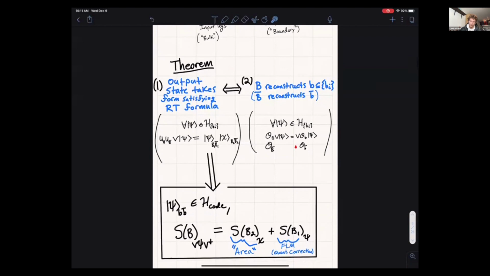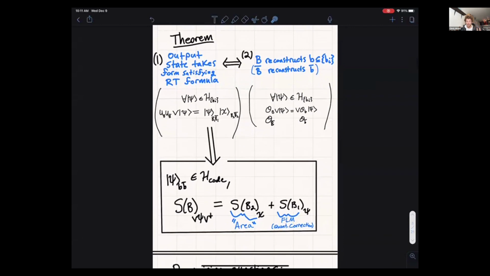And also the same is true of the complementary set of input legs B bar. So if there exists a little b such that this is true, then you know you have an RT formula and vice versa. That's the content of the theorem. Good. So that theorem is very nice.